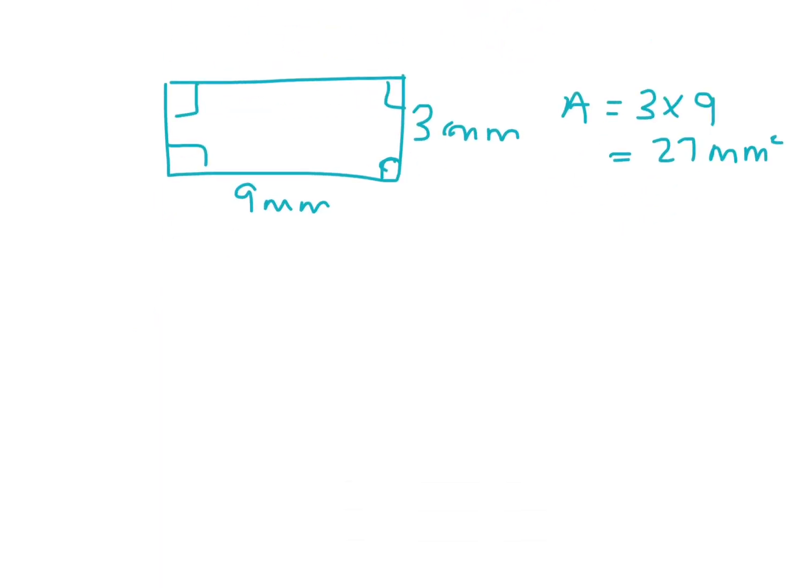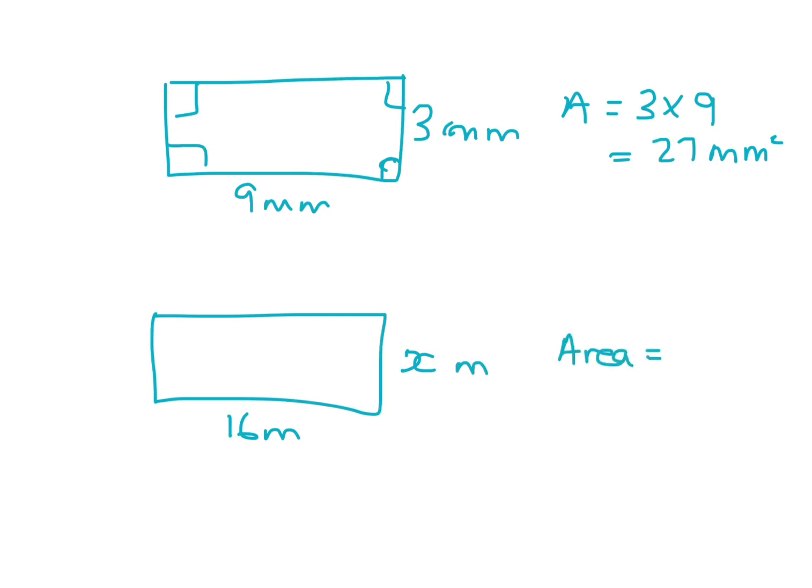Now, if you wanted to work backwards, let's just say this was 6 meters and that was x meters, and the area is equal to 64 meters, find the x.